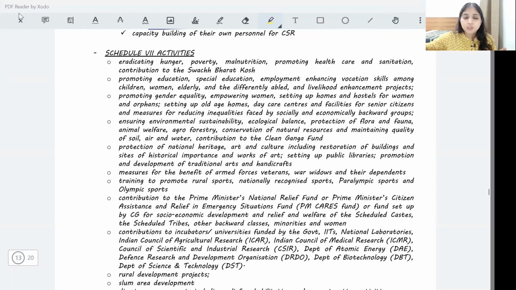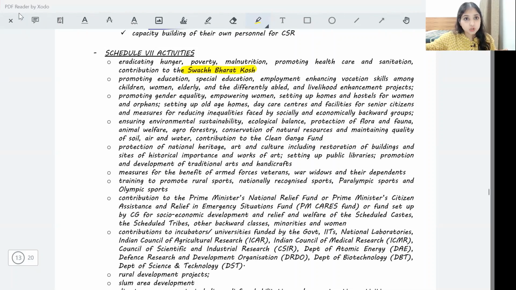There are some important points over here, for example, contribution to Swachh Bharat Kosh, contribution to Clean Ganga Fund, eradicating hunger, poverty, promoting health care, then promoting education, then contribution to Prime Minister National Relief Fund. Then you must have heard about PM Cares Fund, Prime Minister Citizen Assistance and Relief in Emergency Situation Fund. So contribution to all these funds will be considered as CSR.